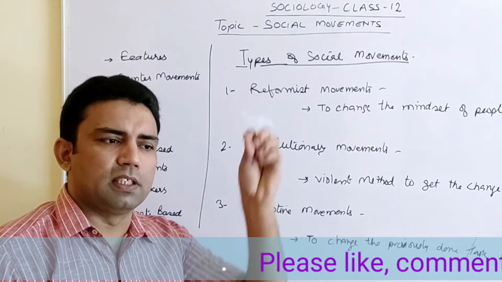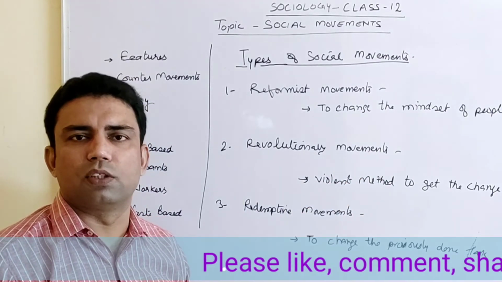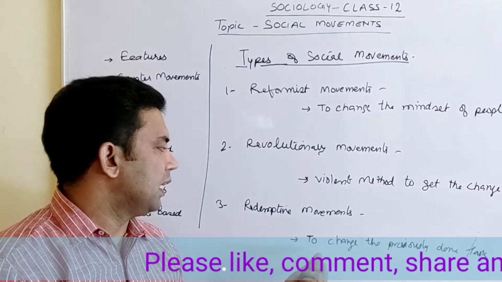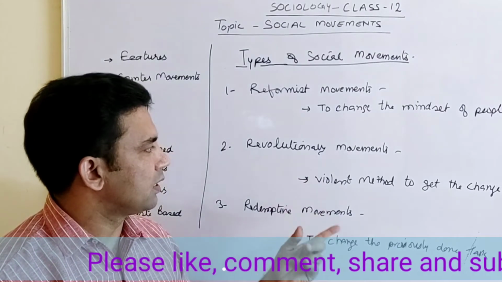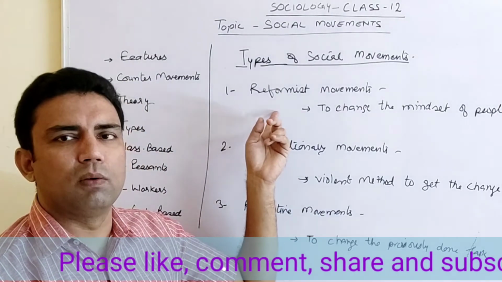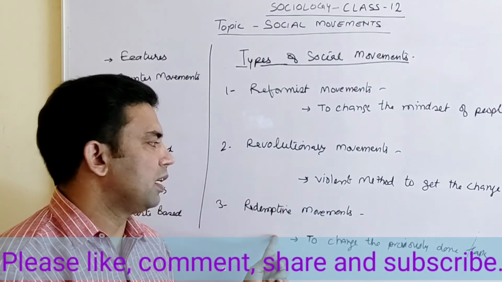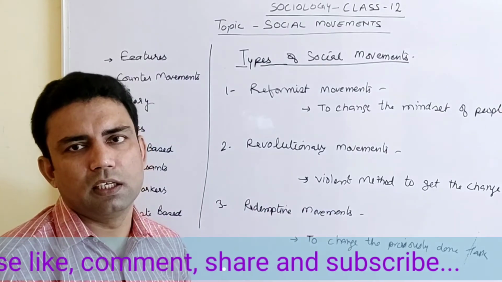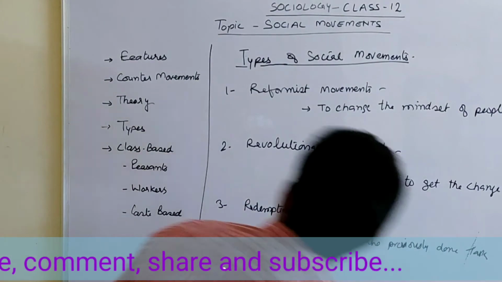For example, something which we did for the Brahmins or the Dalits and we want to change it, because society is not happy with that and the people want to change it, that will come under the category of redemptive movement. So these are the three movements: reformist, a peaceful one; revolutionary, a violent method to get the change; redemptive, to overcome the effects of the previously done changes. These are the three types of movements.